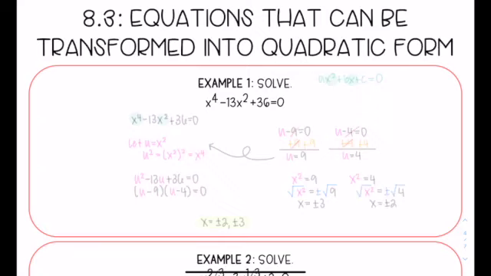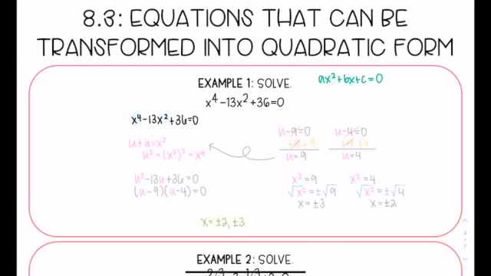In section 8.3, we're looking at equations that can be transformed into quadratic form. So looking at example number 1, we have x to the 4th minus 13x squared plus 36 equals 0. Just as a little reminder, quadratic form is ax squared plus bx plus c equals 0.